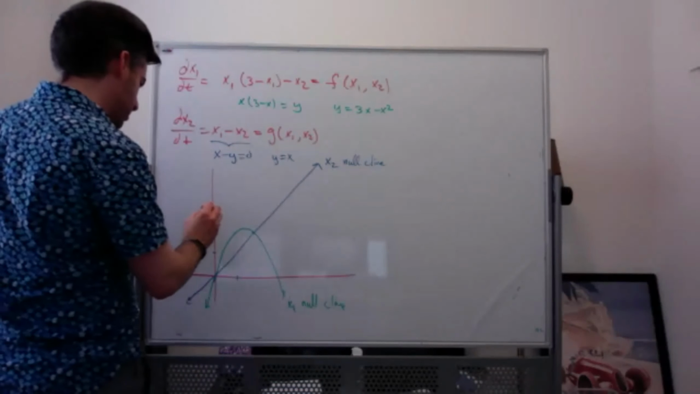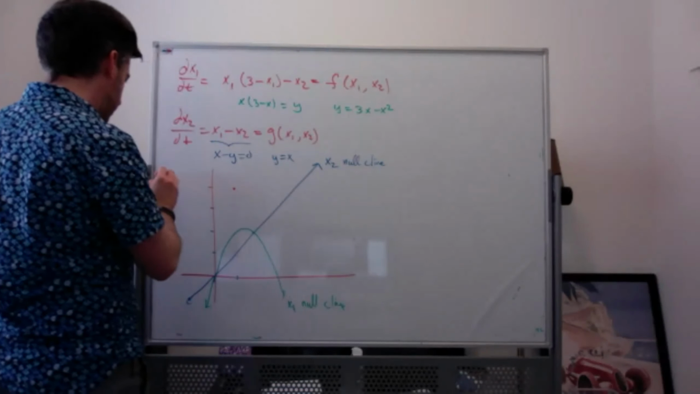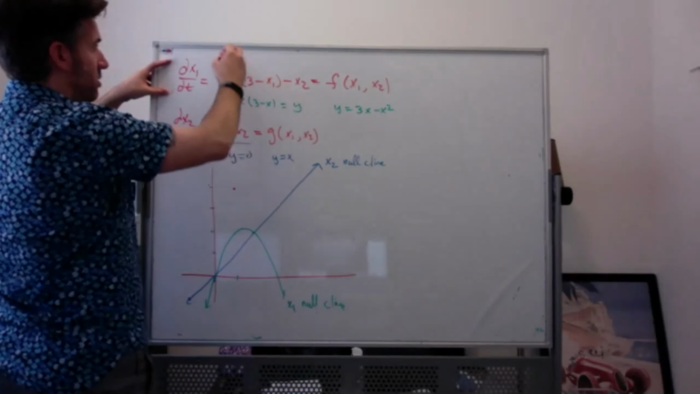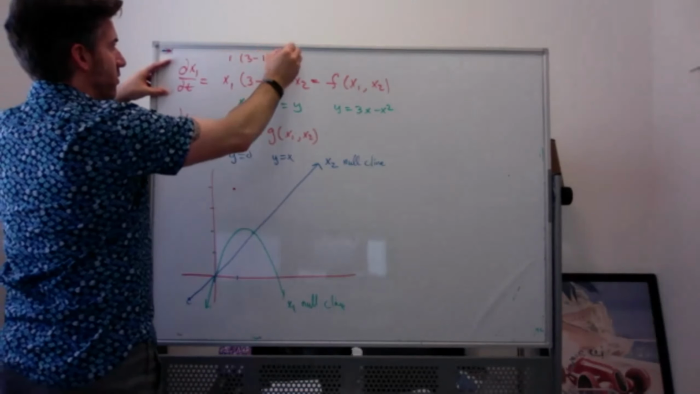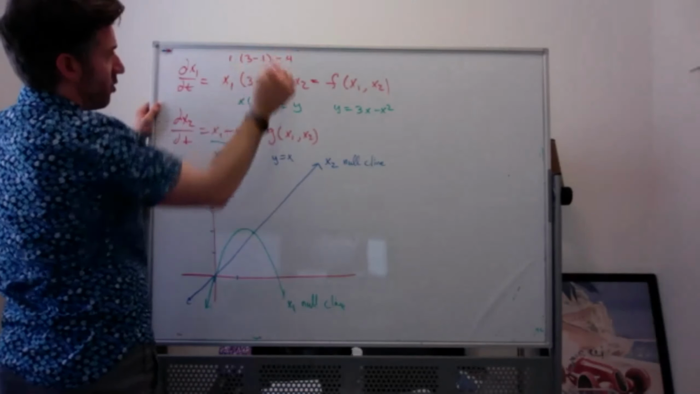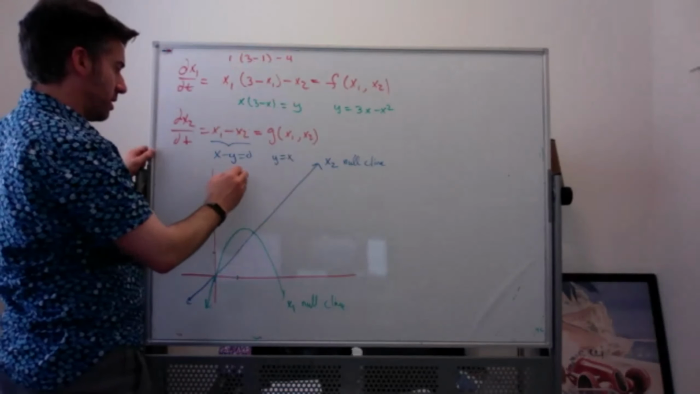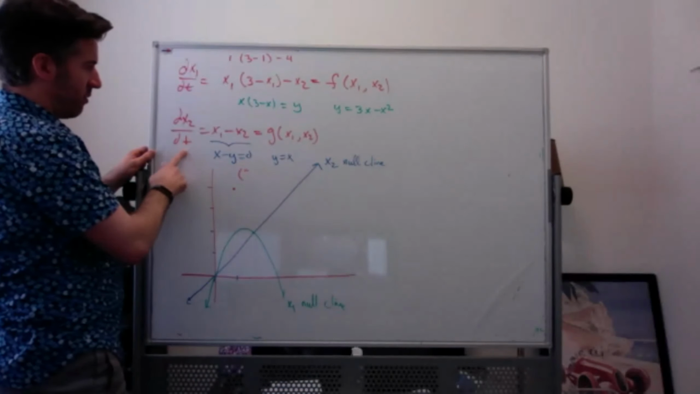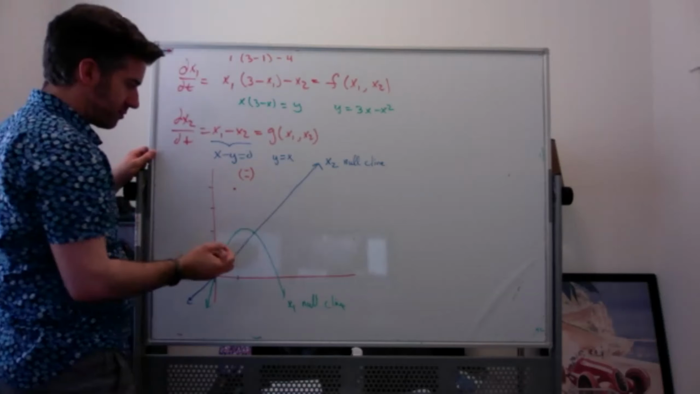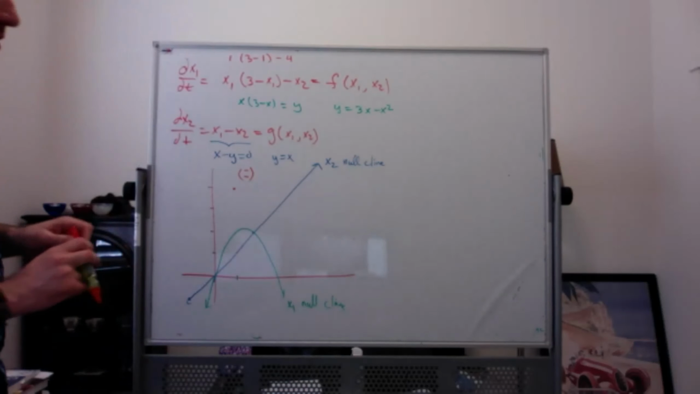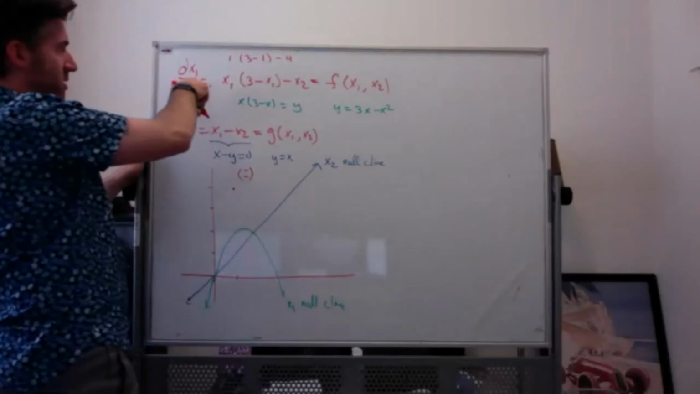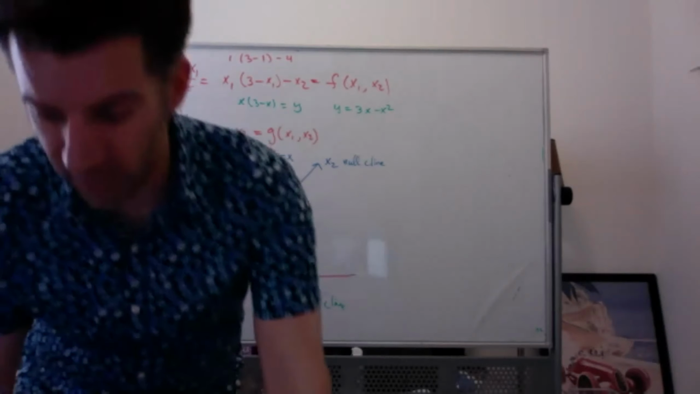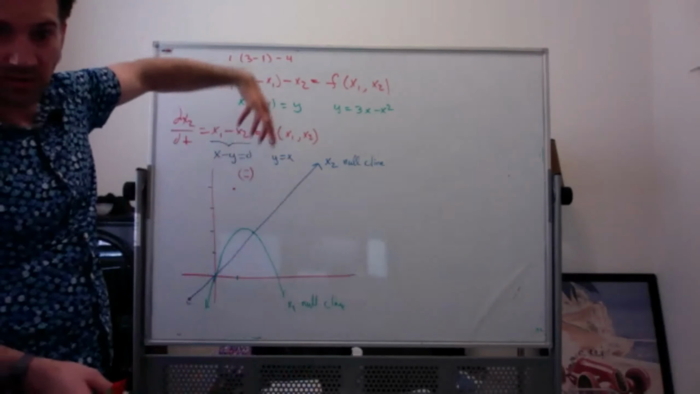So here's 1, 4. If I plug in 1 for x1 and 4 for x2, I get 1 times 3 minus 1 minus 4, so 2 minus 4, which is negative. So I know that dx1 is negative, and dx2, if I plug in 1, 4, is also negative. So I know both this differential equation and this differential equation are negative over here. And that corresponds to what my graph is showing, right? I know that my arrows are all pointing down and to the left over here.